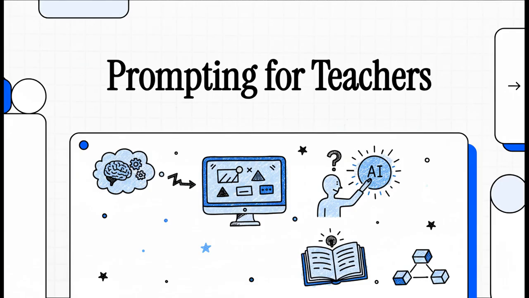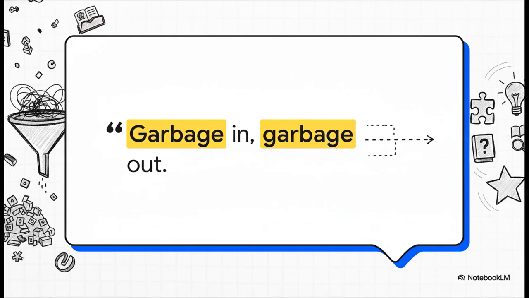Today we're diving into a skill that's becoming absolutely essential for every single educator: how to get AI to give you results that are actually useful, creative, and relevant to your classroom. So let's jump right in and figure out how to take our AI game from kind of frustrating to absolutely fantastic. You've probably heard this old saying from the computer world, right? Garbage in, garbage out. It's this simple idea that the quality of what you get out is completely dependent on the quality of what you put in.